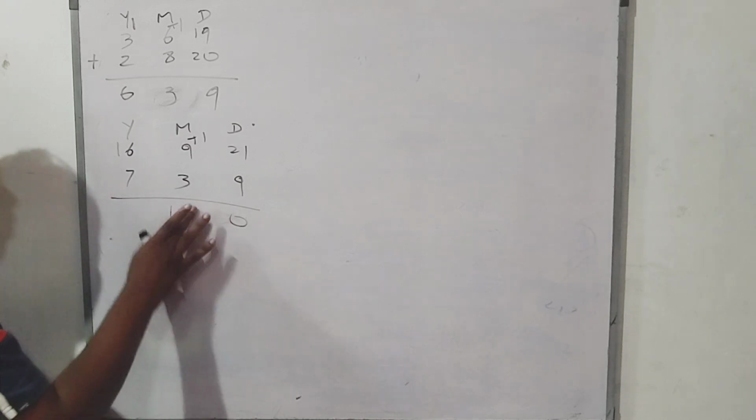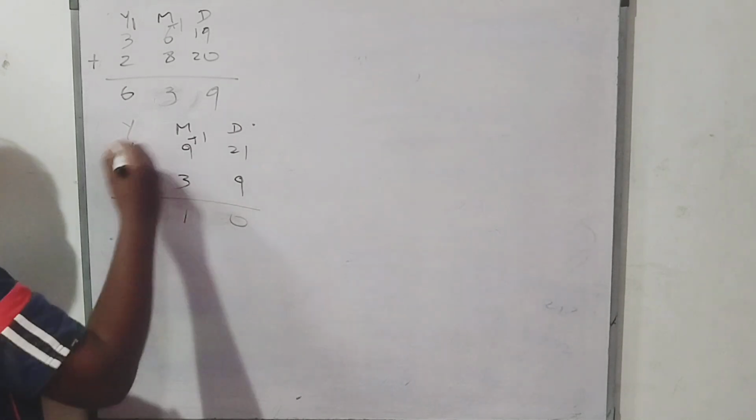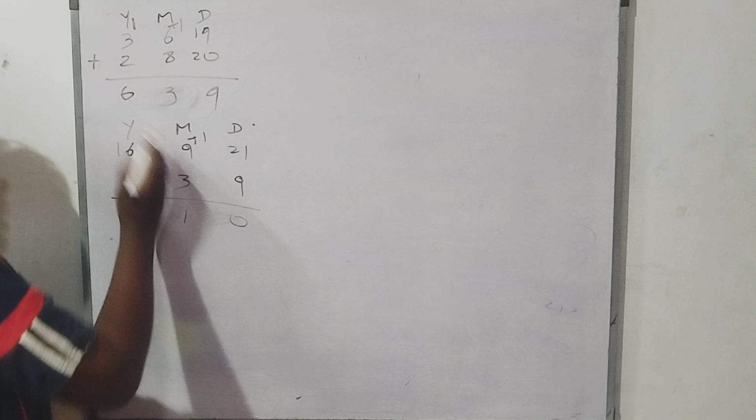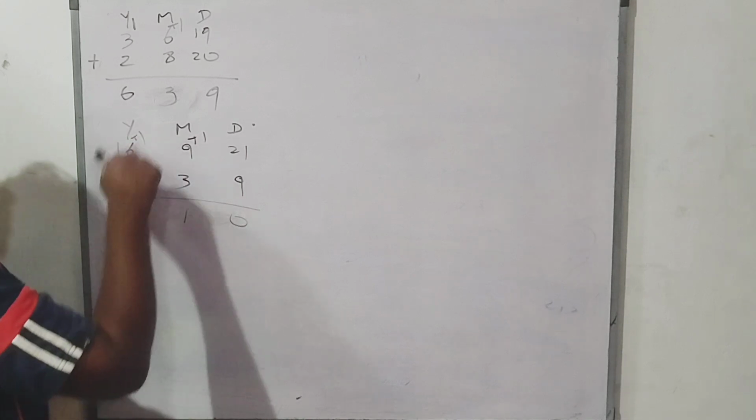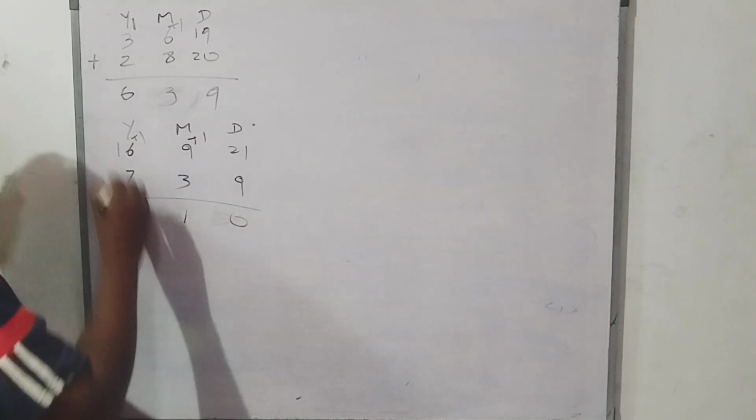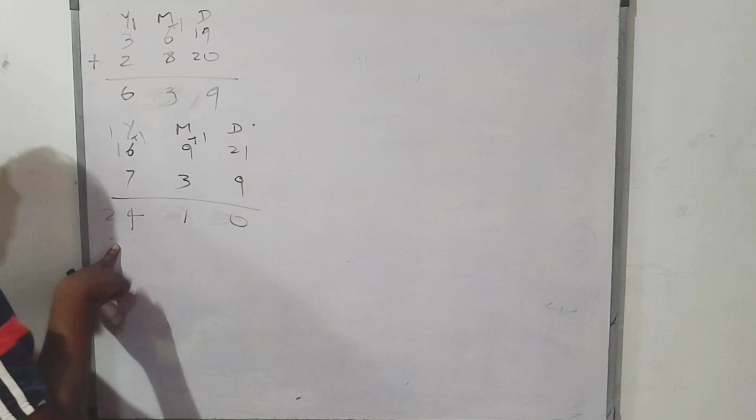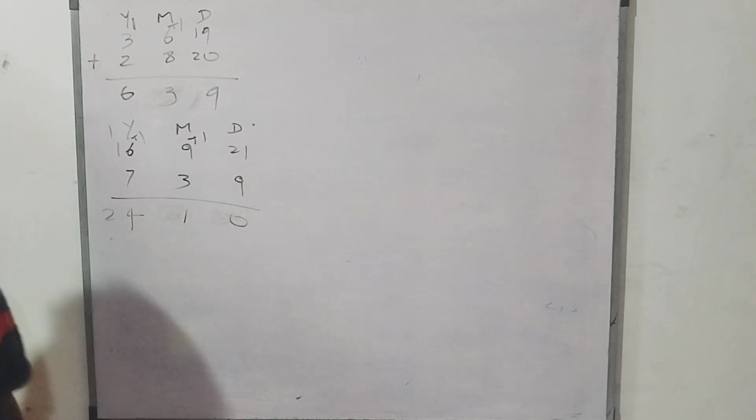Are you keeping 13? No. You keep one month here and bring the remaining 12 months below, which is equal to 1 year. 6 plus 1, 7. 7 plus 7, 14. 1 plus 1, 2. So 24 years, 1 month, 0 days is the answer.